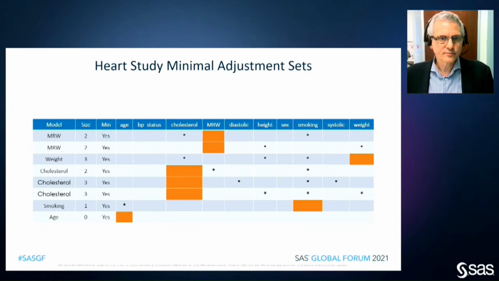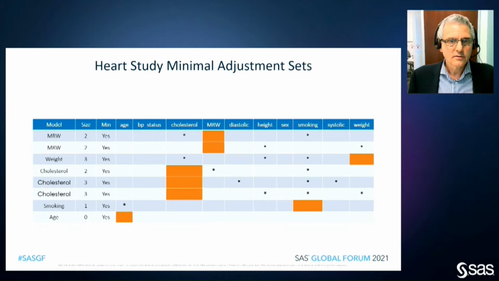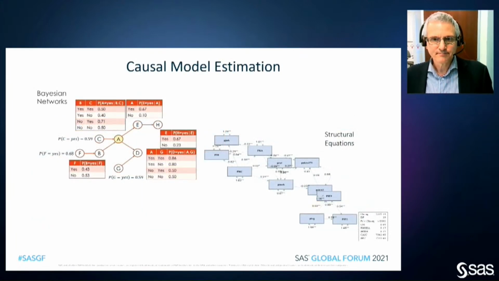For MRW, the top row, cholesterol, and my slide's too small. I can't see what that says. There's two variables for MRW twice. Weight only has one possible adjustment set. Cholesterol, there's 3. MRW and smoking, that's the one column. And for age, we don't need to adjust at all. No confounding factors need to be adjusted for. Smoking, there's only 1. So this tells us in our analyses which variables we should control for in our model.